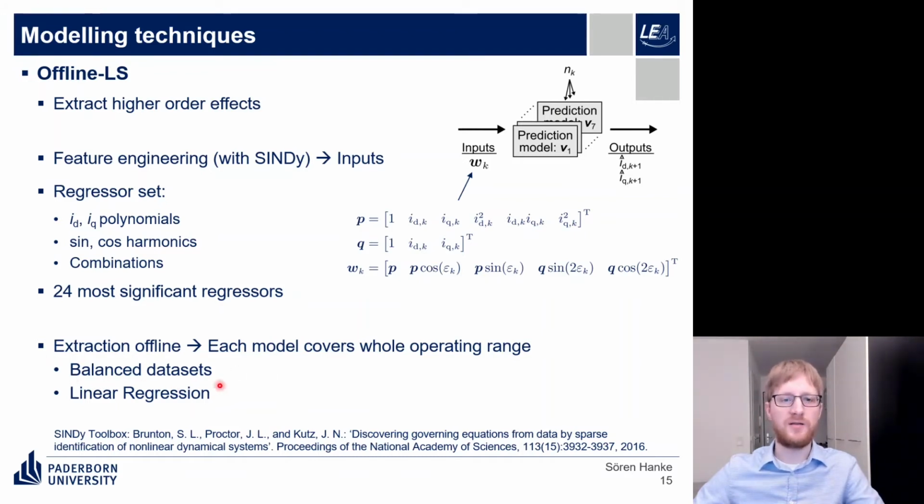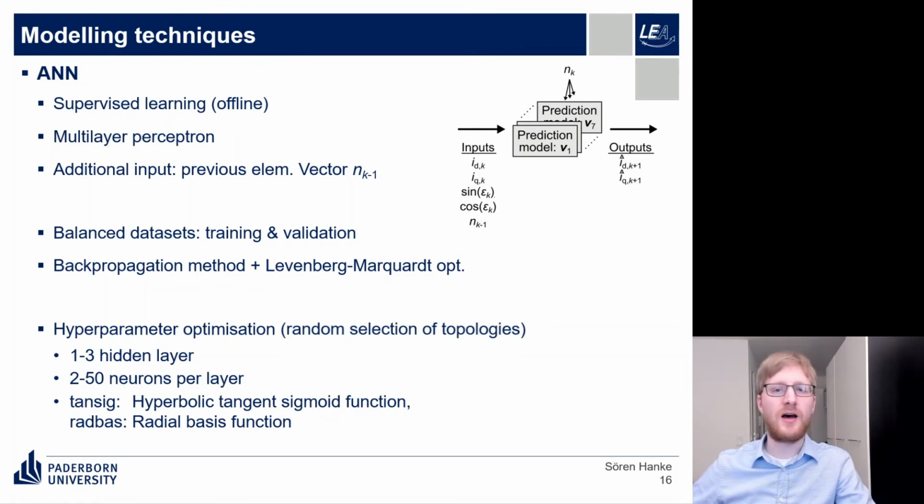Here we use the balanced dataset to make sure that no region is over or underrepresented before performing the linear regression. Last but not least, the artificial neural network approach. We used the multi-layer perceptron for each model and trained it according to the supervised learning principle. Furthermore, we added the information about the previously used elementary voltage vector to the inputs, because we found out that this helps the net to better account for effects like the switching transition.